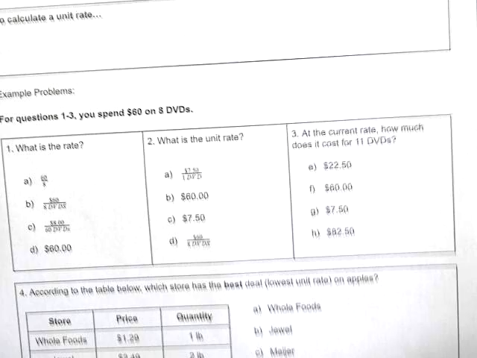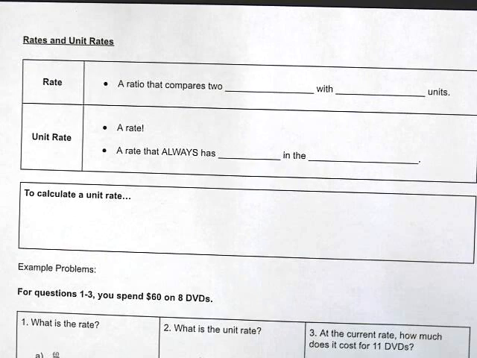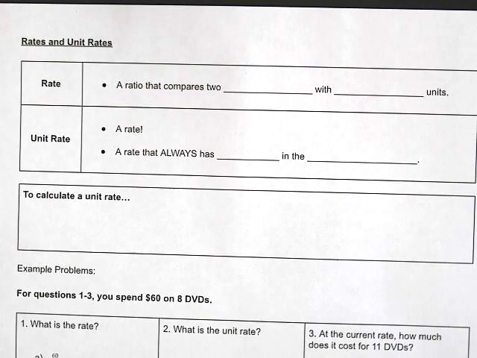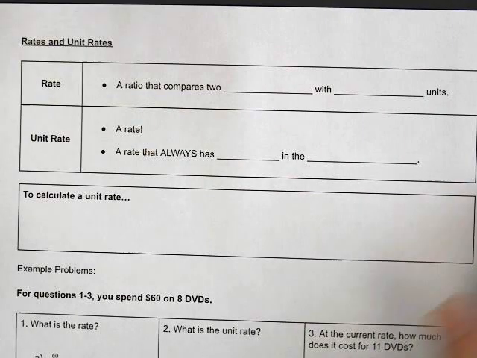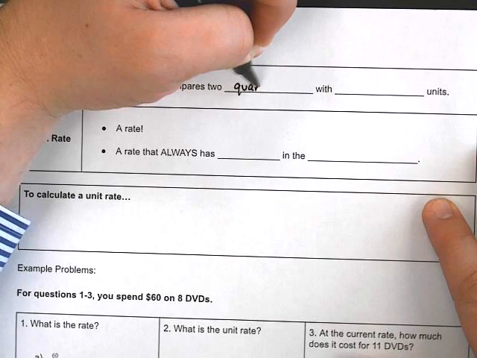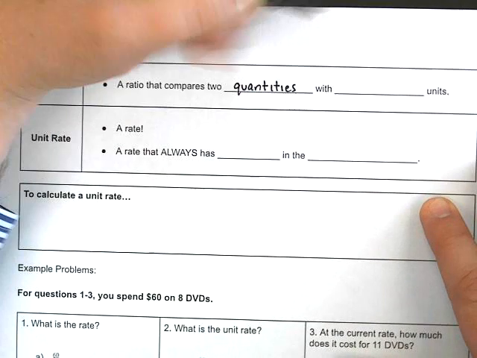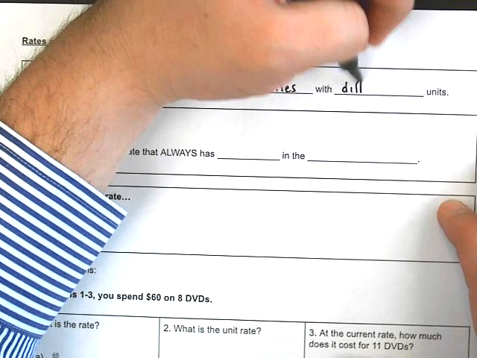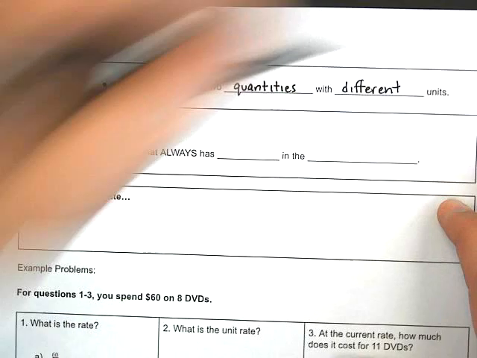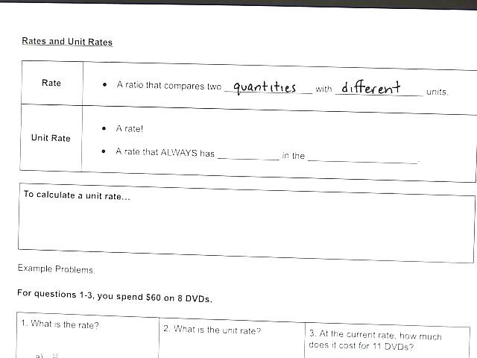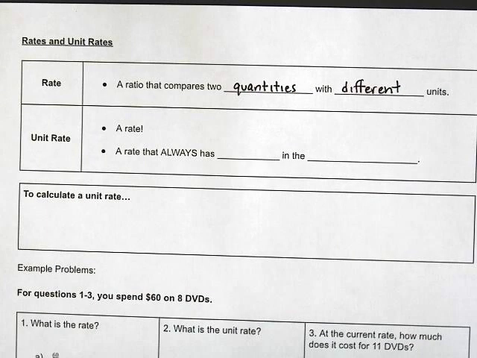We'll move on to some rate stuff, and then we will finish up with percents. A rate is just a ratio. The major difference is that it's still comparing two quantities, but they have different units. That's really important. It could be miles per gallon, dollars per pound, lots of different things, but make sure that they have different units.